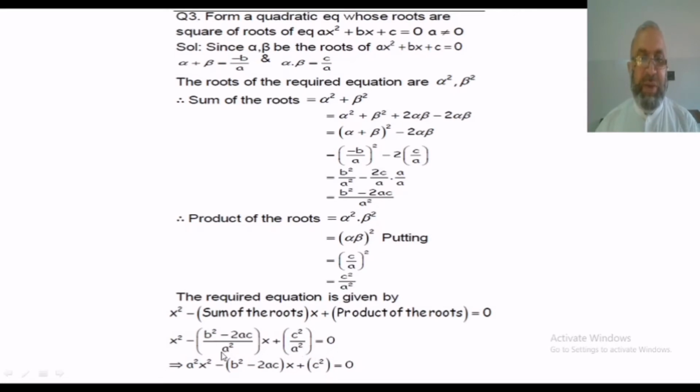Now again a square is in the denominator, so multiply both sides by a square. We get a square x square, and a square cancels with this one. We get minus b square minus 2ac into x, plus a square cancels with a square, plus c square is equal to 0, which is the required quadratic equation.